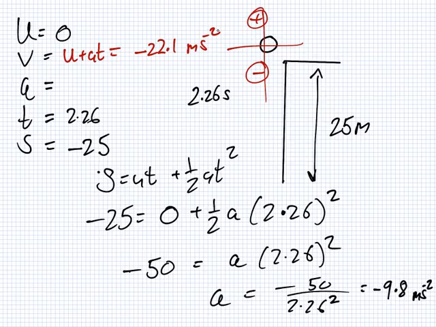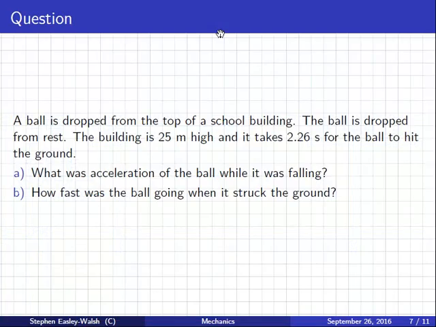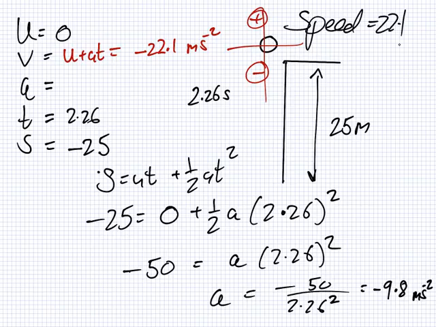Because it's going down. But I asked you for how fast it's going, and fast means the word speed. So if I ever ask how fast something is, that means it's speed. So I don't care about the minus. So the speed will be 22.1 meters per second. So this is the answer. But would it be a problem if we put the negative sign? I think I'll let that slide.